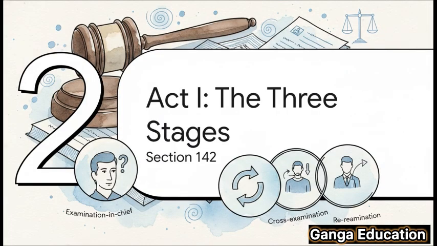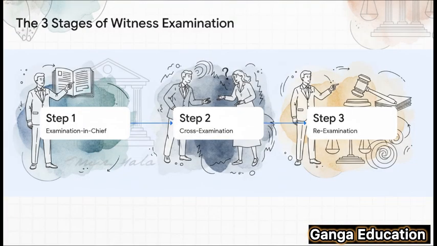Okay, let's kick things off with Act 1, the 3 stages. This is the bedrock, the foundation of the whole process, and it's all laid out for us in Section 142. This section explains that every witness examination is broken down into 3 very distinct parts. So, what's that sequence? Section 142 makes it crystal clear. First, you have the examination in chief. This is followed by cross-examination. And to wrap things up, you have the re-examination.